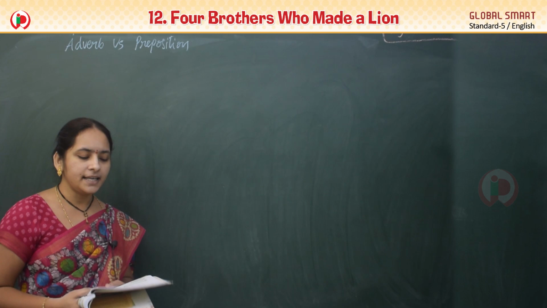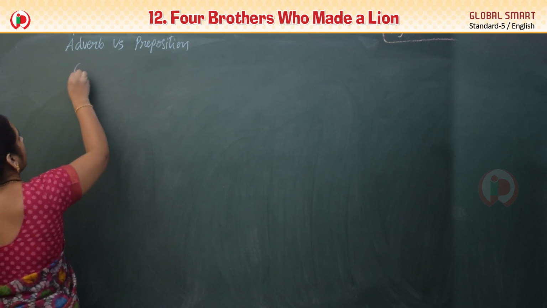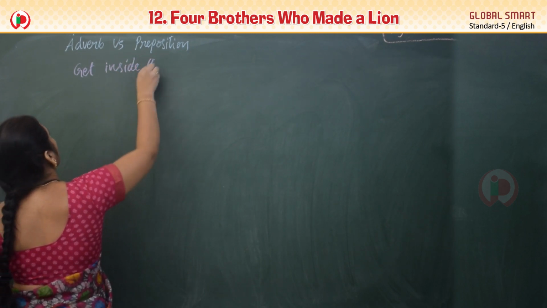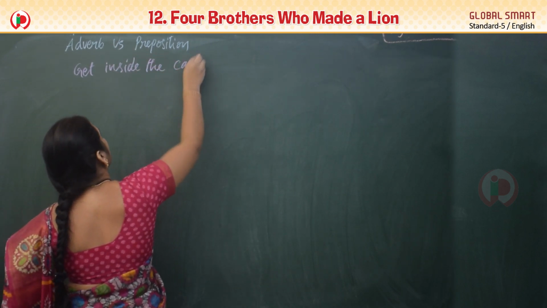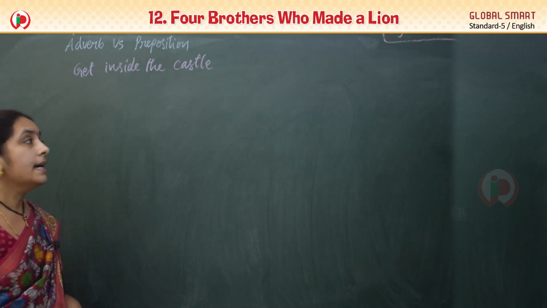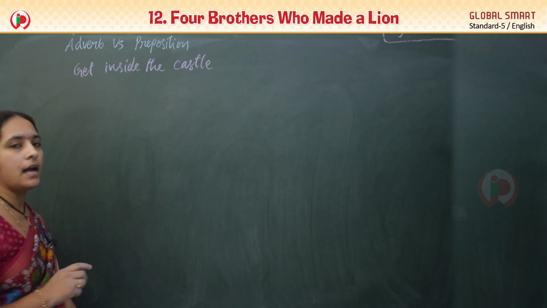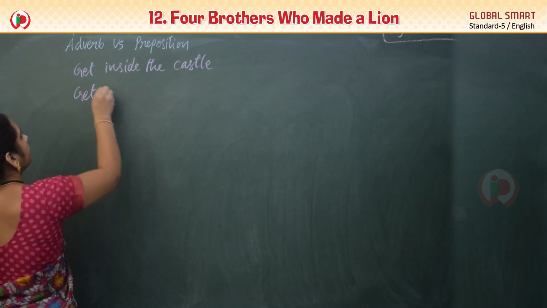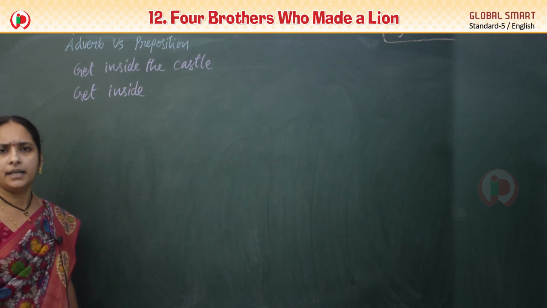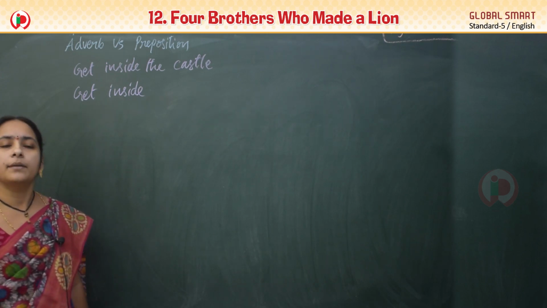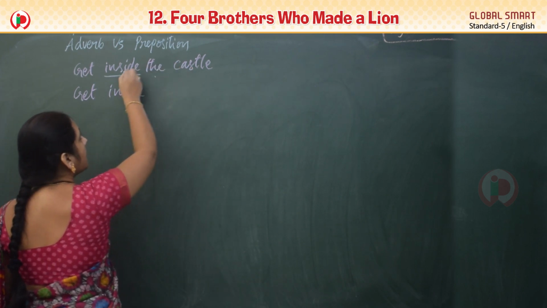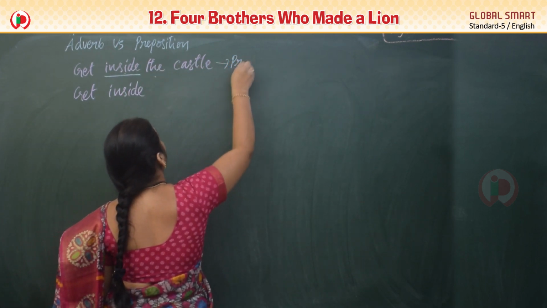Very simple logic. Suppose, see the example: get inside the castle. C-A-S-T-L-E, it's a castle. So get inside the castle. Get inside. Here too they have given both. Both give the same meaning: get inside the castle, get inside. Both same meaning. But here, after inside, if we have something, then this is 100% a preposition.